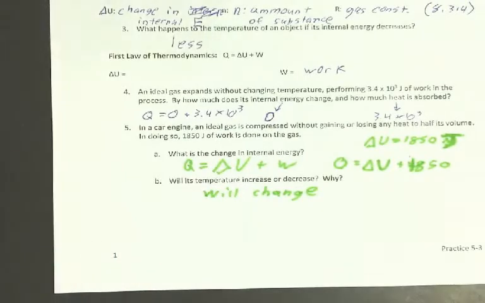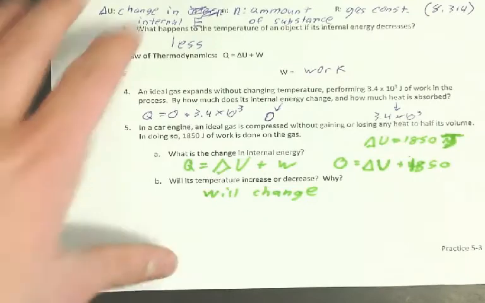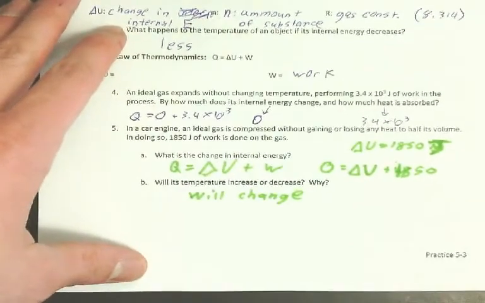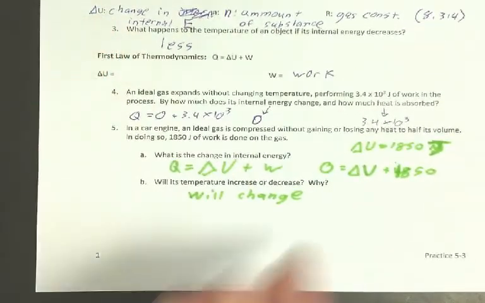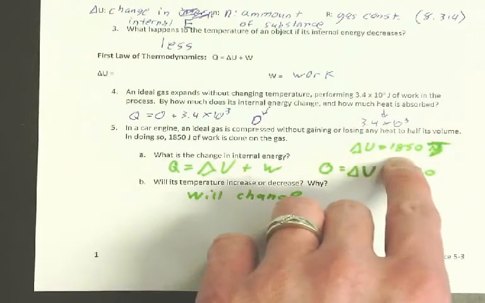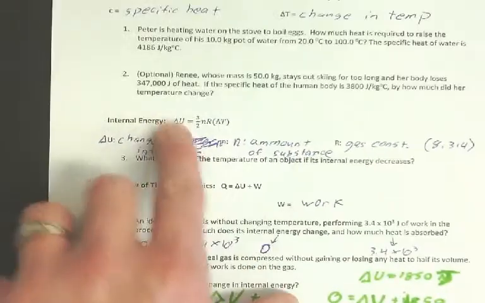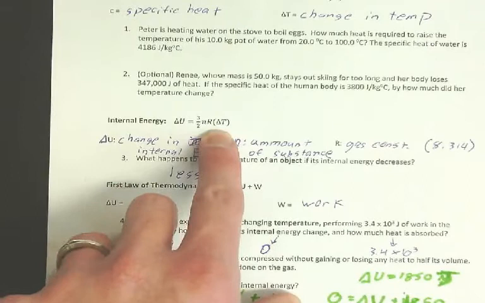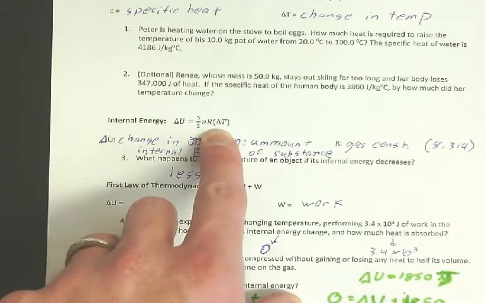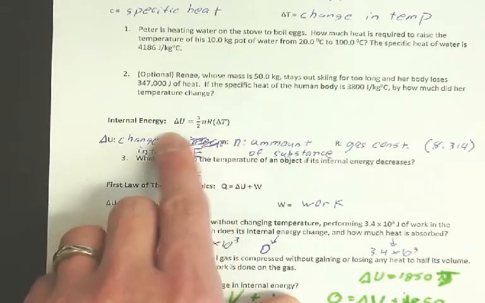Yeah, well, I'm making it easier for you. Don't make this worse than it needs to be. I'm making it easier by not worrying about the signs. The reason why is because the internal energy is going to change. If delta U changes, delta T has to change. So the temperature is going to change because the internal energy changes.